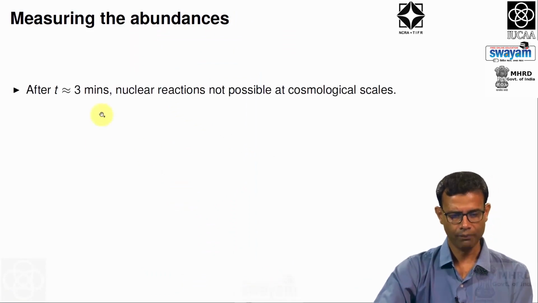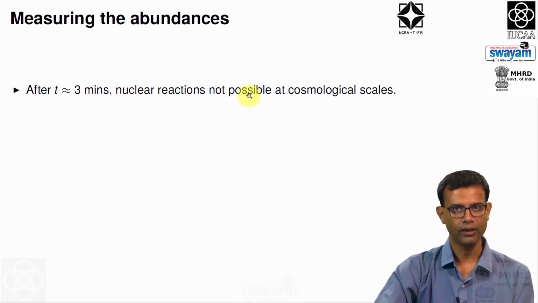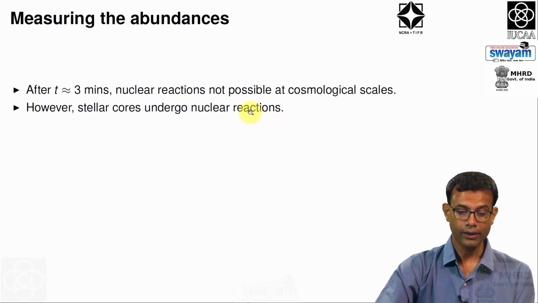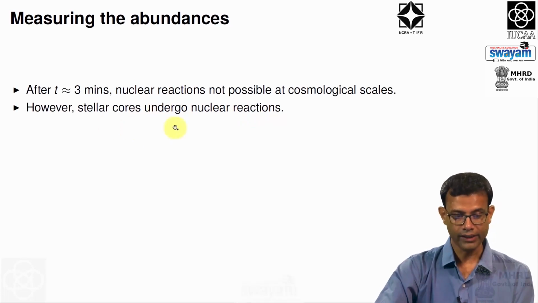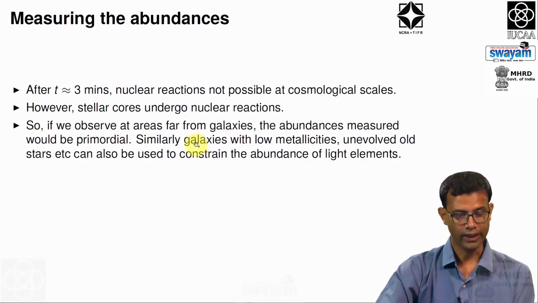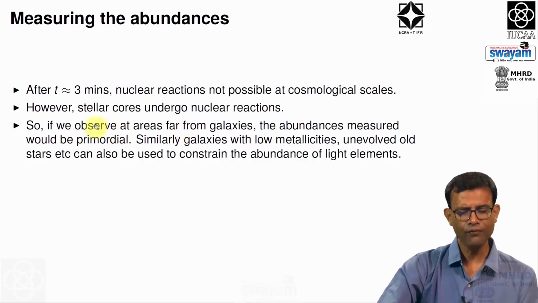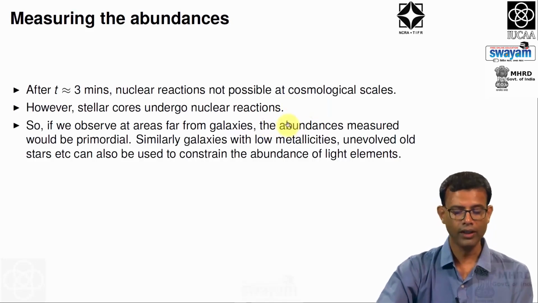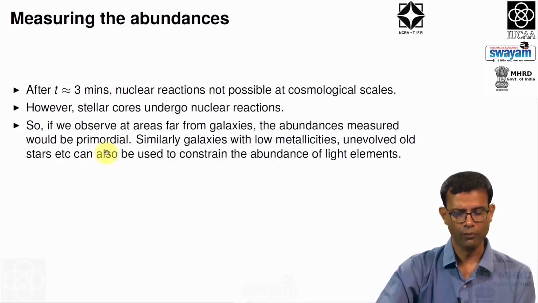Now, after 3 minutes after the Big Bang, the nuclear reactions are not possible at cosmological scales because the temperature has gone down, and the densities are dilute. The only way to have nuclear reactions after that is after you form stars and the stellar cores undergo nuclear reactions, and then they will produce various elements, and some elements will be destroyed and so on. In principle, if we observe areas of our universe far away from galaxies, and if we can measure abundances of, let us say, helium, deuterium or any other element, those elements will be primordial.